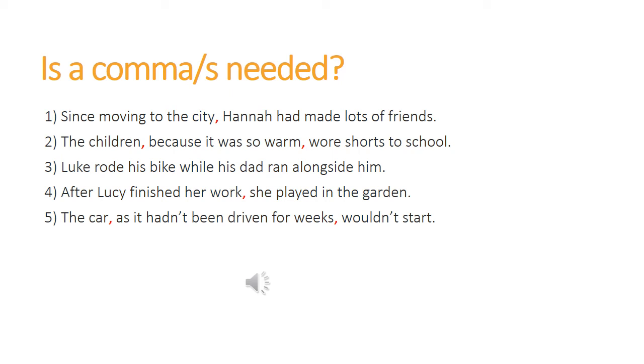Sentence 4, the subordinate clause here is at the beginning of the sentence, so you need a comma after work. After Lucy finished her work, comma, she played in the garden. And lastly, number 5, again, I used an embedded subordinate clause, so this is a star challenge. The car wouldn't start is the main clause. The subordinate clause is as it hadn't been driven for weeks, so I need a pair of commas. So the sentence should read, the car, comma, as it hadn't been driven for weeks, comma, wouldn't start. How did you get on with that?